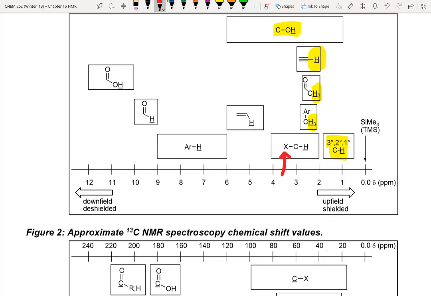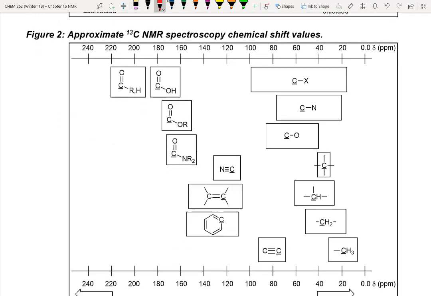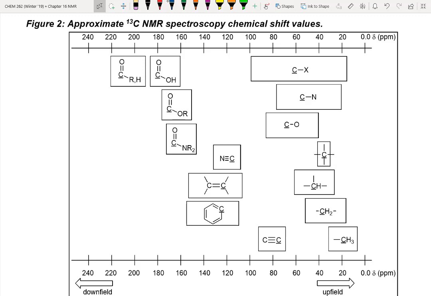All right, and then down below, I wanted to show you this really quick. This is the approximate frequency for carbon NMR, which we haven't really talked about yet. And we'll jump into that next. But if you notice, the scale for carbon-13 NMR goes from about 0 to 240 parts per million. This is a completely separate experiment.